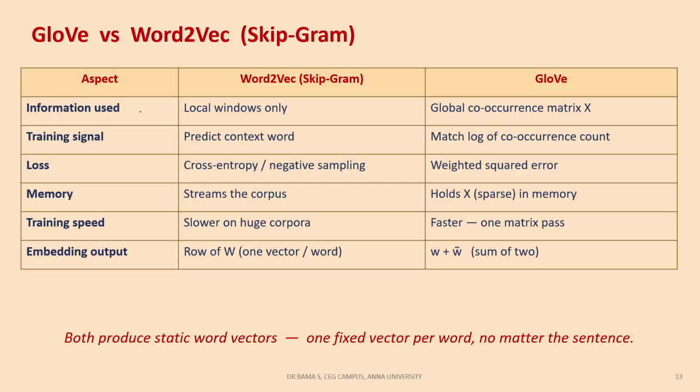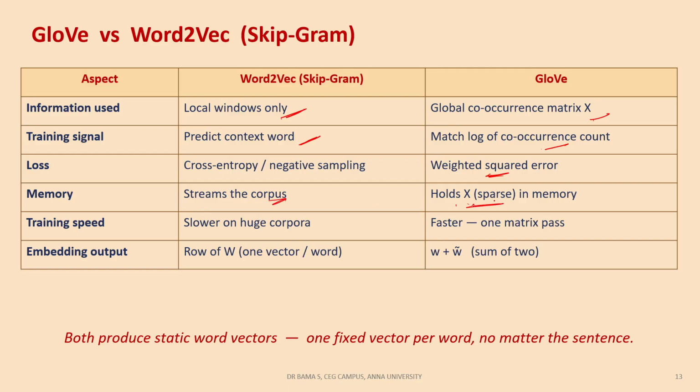So, if we look at the differences between word2vec and GloVe. In the last class we saw word2vec, where the information used is only local windows, and at that particular point we look at only one word, and based on it the vector is changed. Whereas in GloVe we took account of the entire corpus. The training signal here is to predict the context word, whereas in GloVe it is the log of the occurrence count. The loss here is cross entropy.